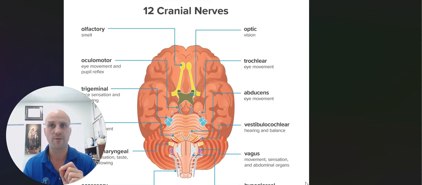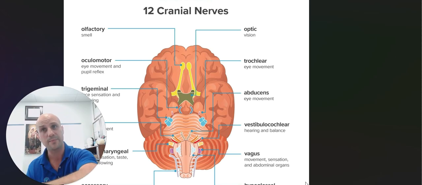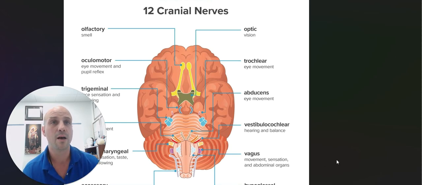Now, one thing I want you to focus on, because I'm going to show you a CBCT of somebody who has an injury, and what's being affected in their life. But the vestibulocochlear nerve, it's cranial nerve 8. This nerve comes out at the brainstem level, and it controls hearing and balance.